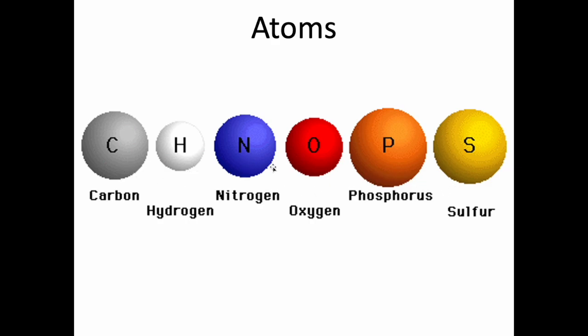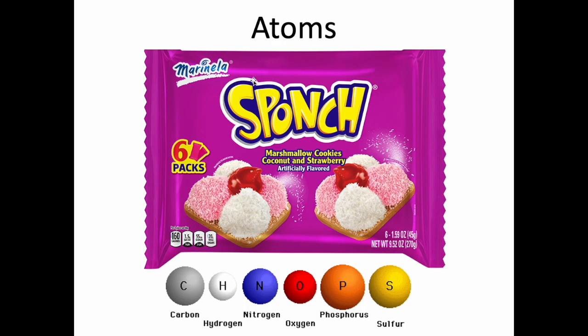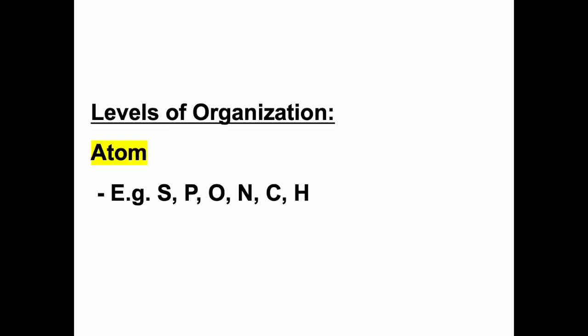This is not the easiest thing to memorize. However, if you rearrange the letters, you can make SPONCH, which is more fun to say than schnapps or whatever, and makes me think of this delicious candy, sponge. Sulfur, phosphorus, oxygen, nitrogen, carbon, and hydrogen.